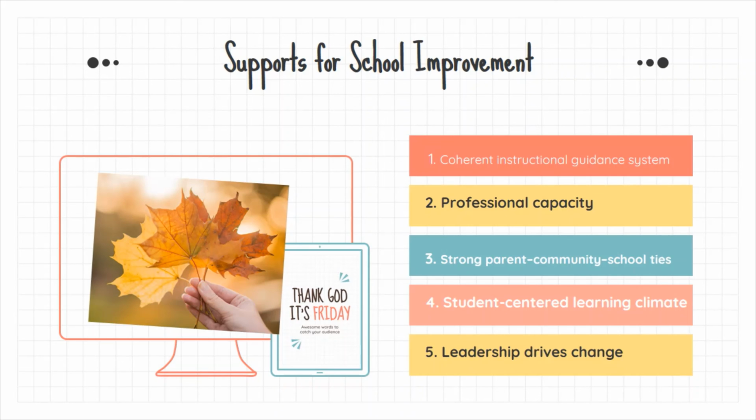Third, strong parent-community-school ties. Student motivation and participation reflect the strength of the parent and community ties with schools. Fourth, a student-centered learning climate. Teachers, administrators, and staff in schools influence the learning climate in the schools and set the tone for the student to see themselves as learners. A safe environment is basic to learning, as is belief in students' ability and support for each student's needs.